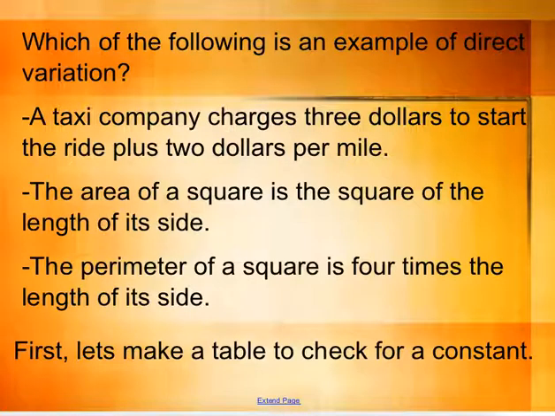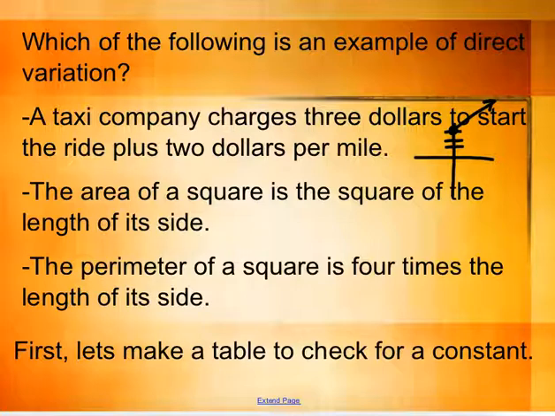Alright, so which of the following is an example of direct variation? We have a taxi company that charges $3 to start the ride, plus $2 per mile. Well, if we think about this, $3 to start the ride means that even if I don't go any miles and I just get in the car, I'm going to have to pay $3. That means that this is not going to start at the origin. It's actually going to start at 0, 3 and go up from there. So this is not direct variation.